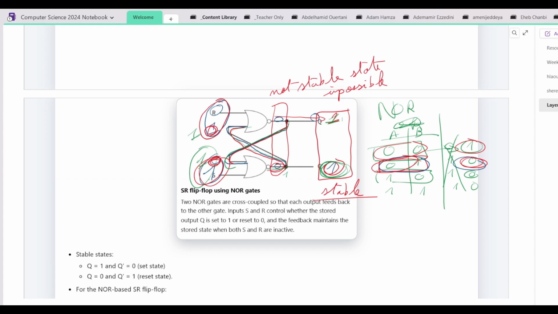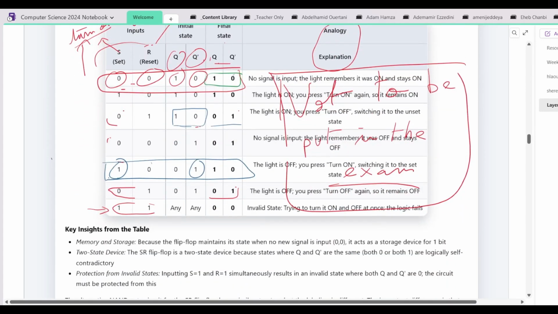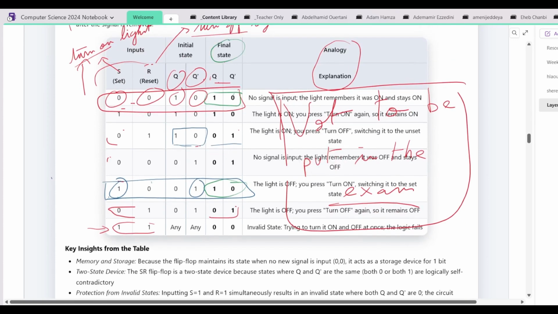So the stable state is 1 0. After we get 1 0, even if we repeat, it will not be changed anymore. This is a stable state. So the 1 0 is the required one, which is here in the final state.